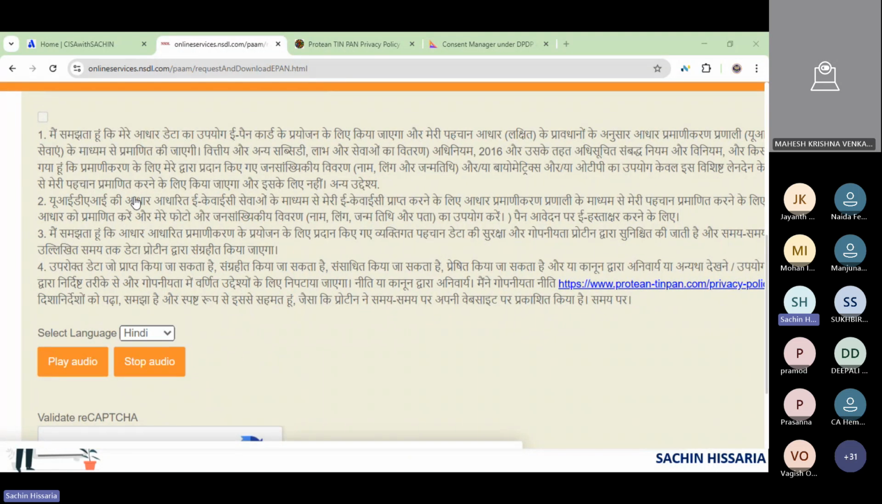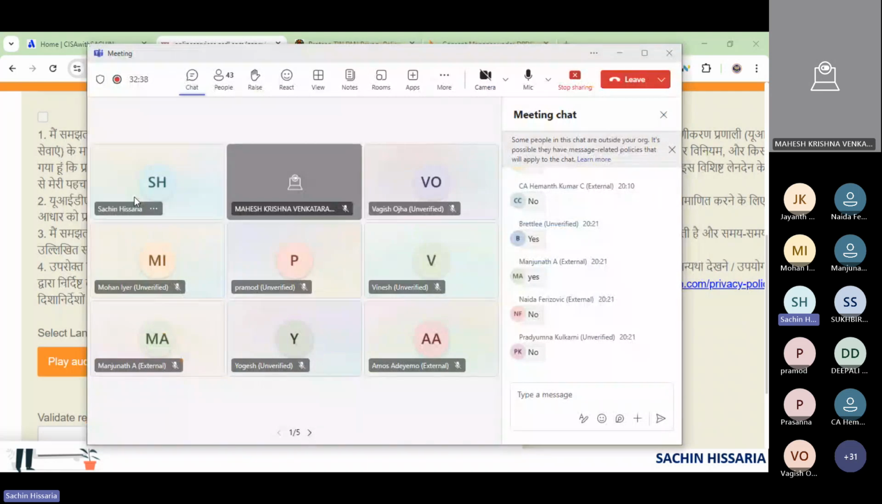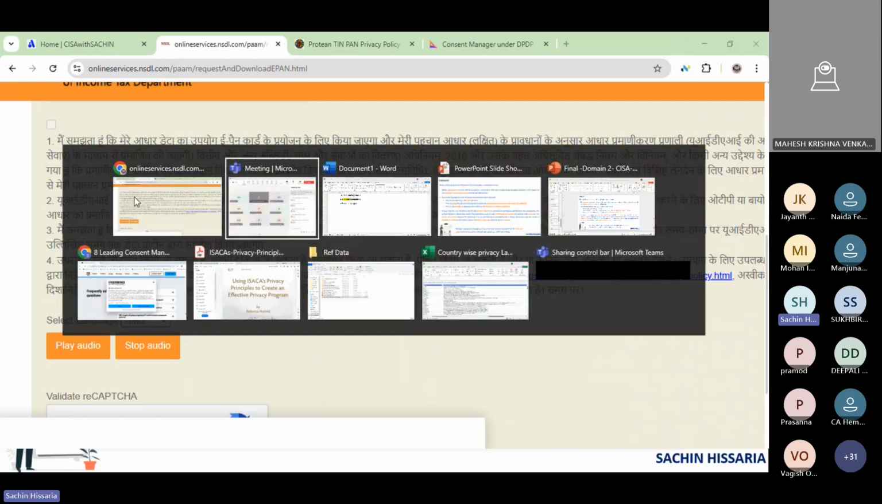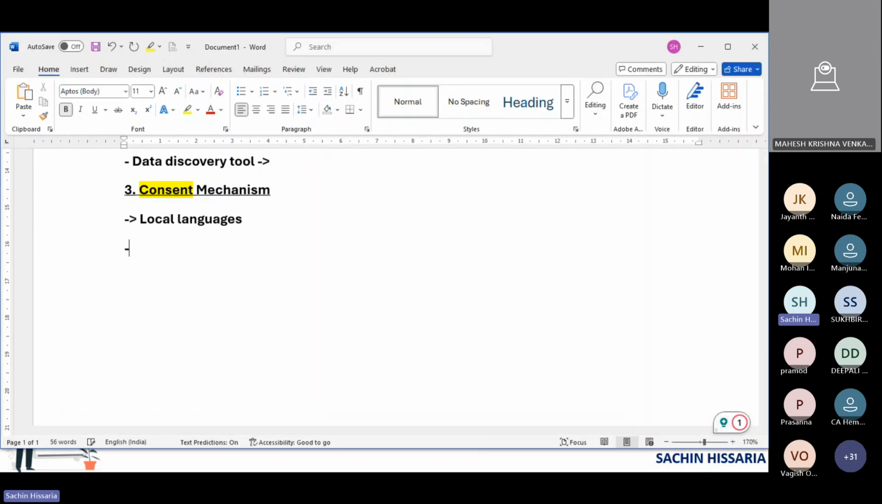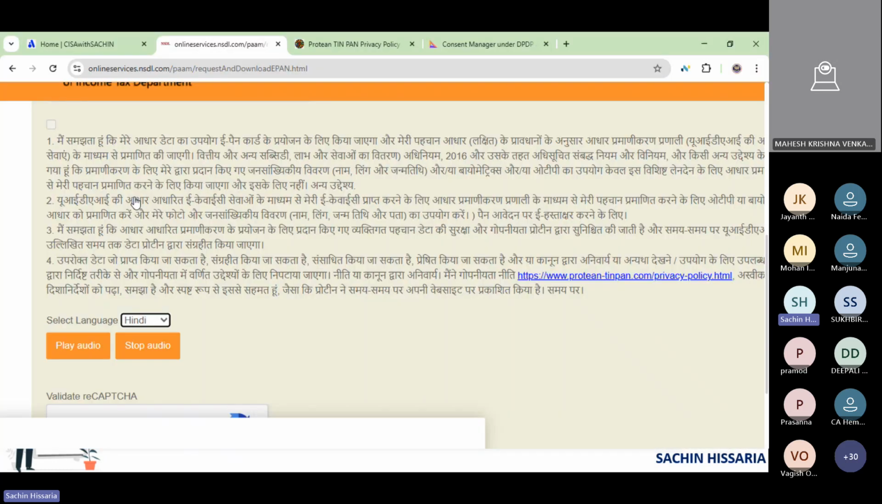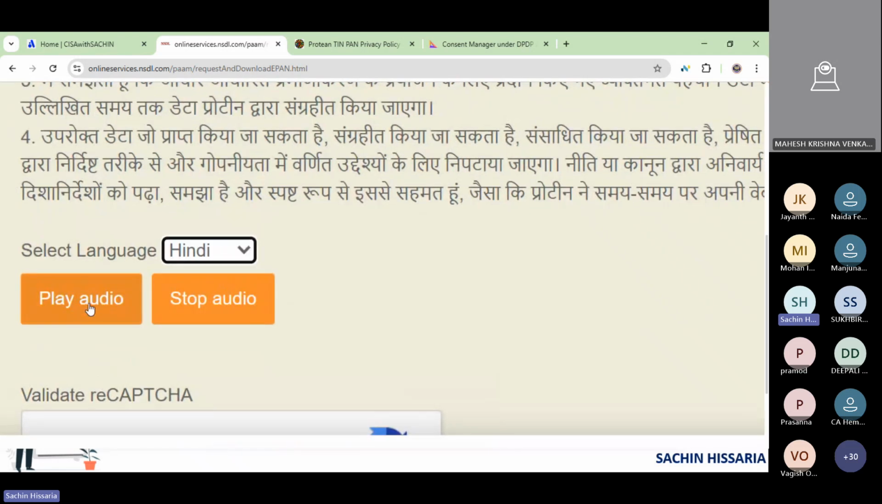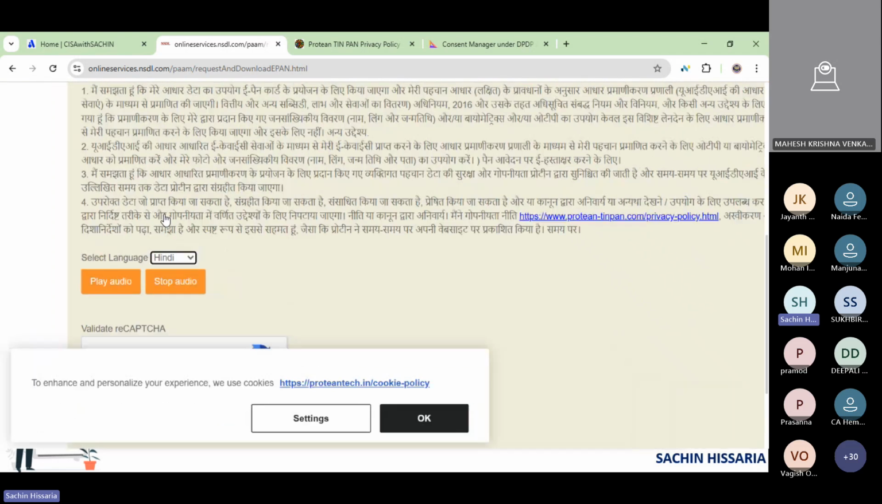So the company needs to implement a mechanism to convert that consent into the local languages, and also they need to implement a mechanism to use that consent for a Divyangjan. For example, if someone is not able to read, you can see that there is also an option to play the audio of that particular consent.